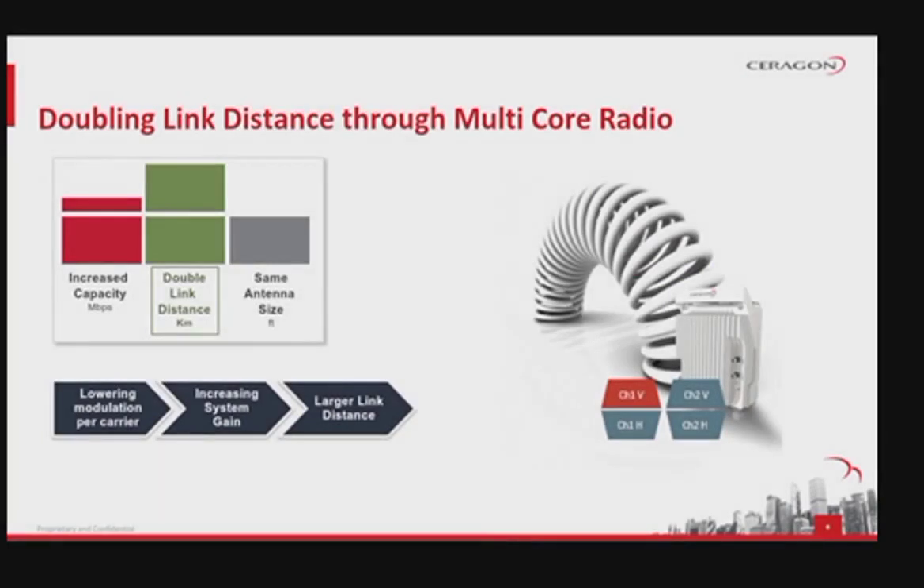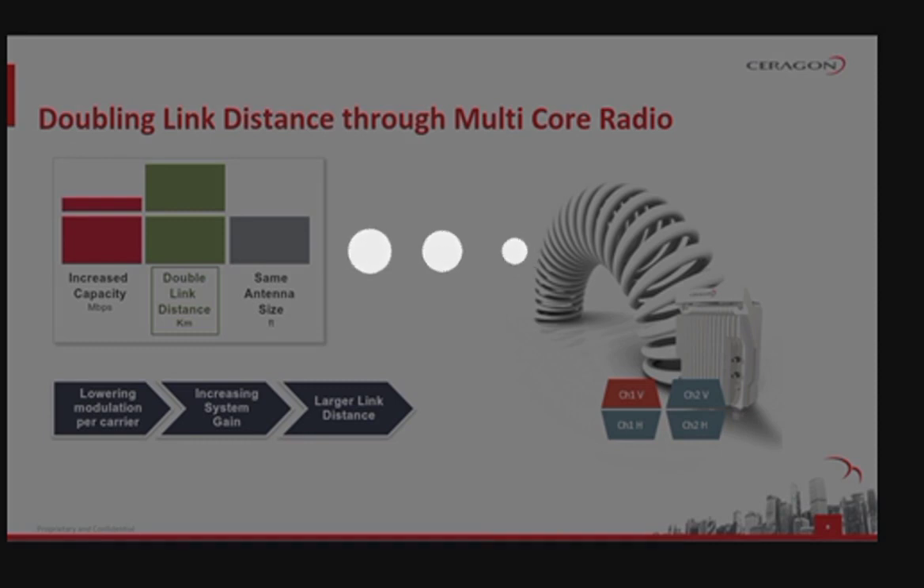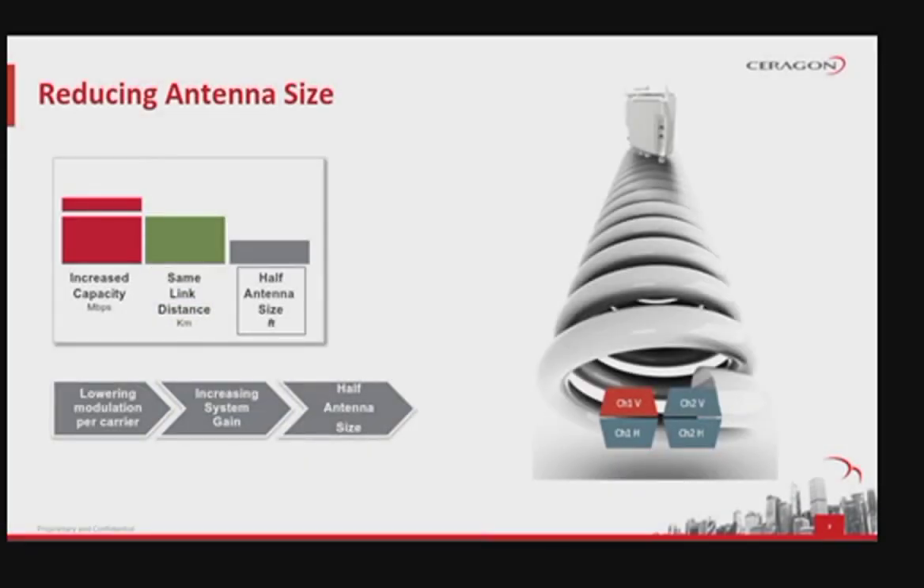Another option provided by IP20C is this: by lowering the modulation per each core will increase achievable link distance because of better system gain. Here is the same principle like in previous slides, but the link distance is kept and the antenna size is reduced. So the multi-core technology allows the utilization of much smaller antennas when needed.